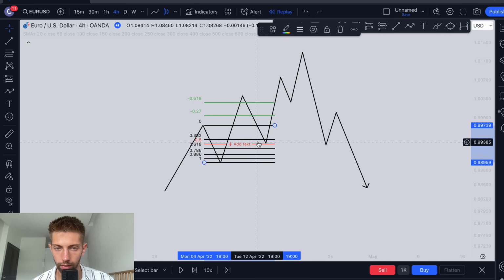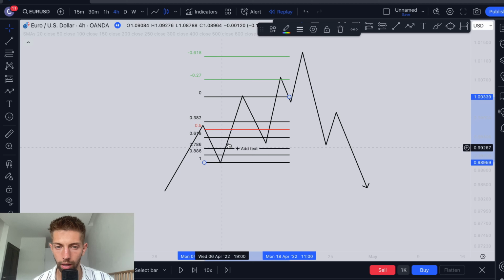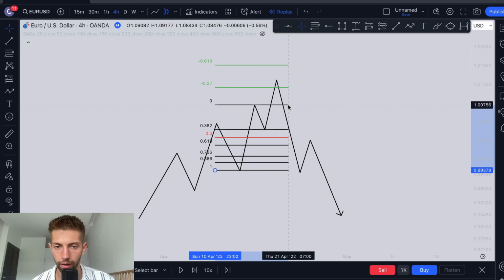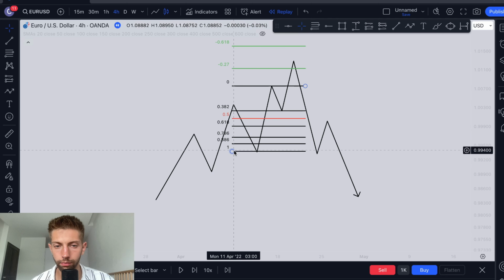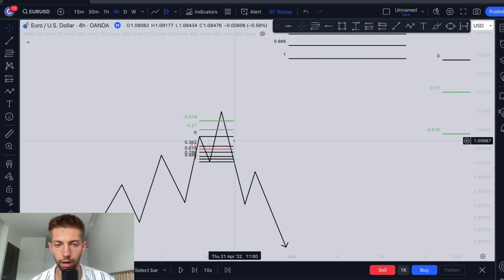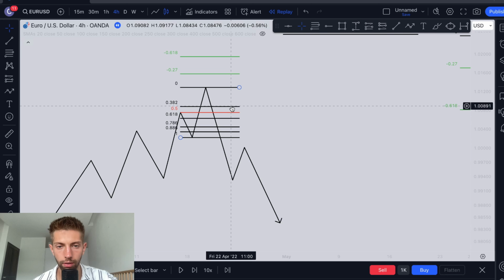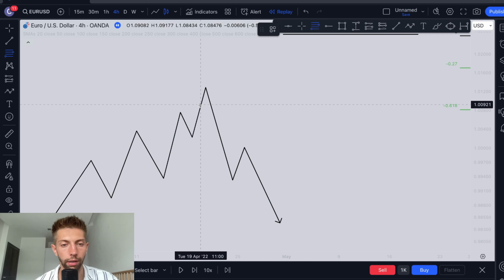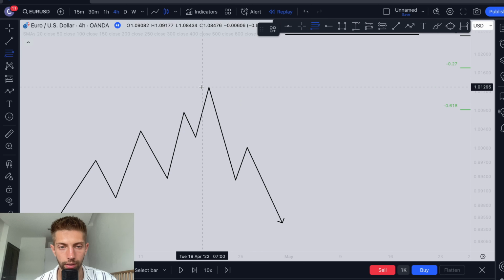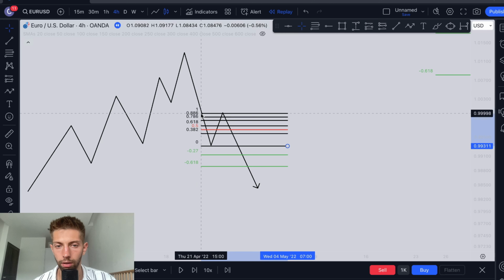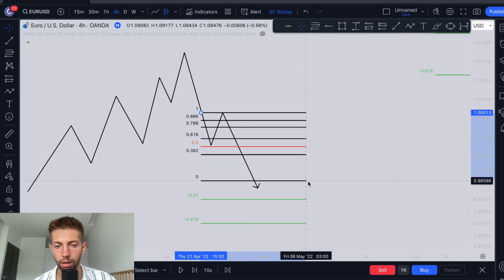Then I will draw it again from the higher low to the higher high, again from the higher low to the higher high, from the higher low to the higher high. Then we can see price broke structure. So what I do, I'm no longer using the bullish Fibs, I'm using the bearish Fibs, which means from the lower high to the lower low. And again, from the lower high to the lower low.